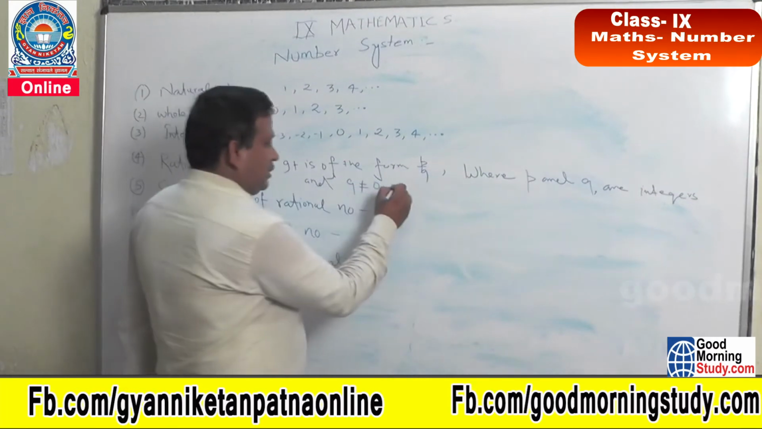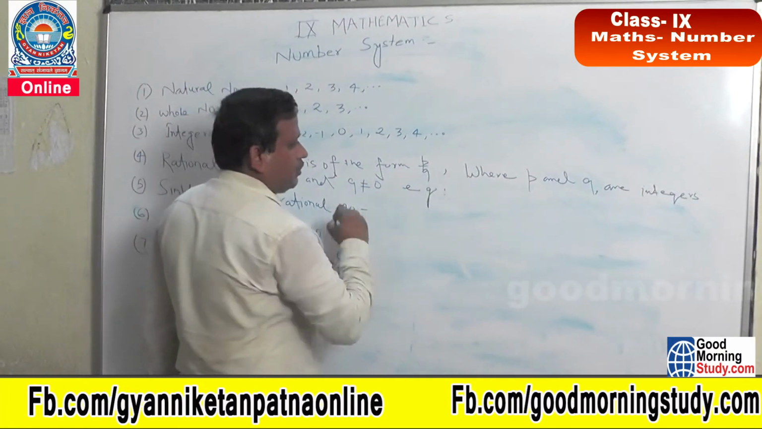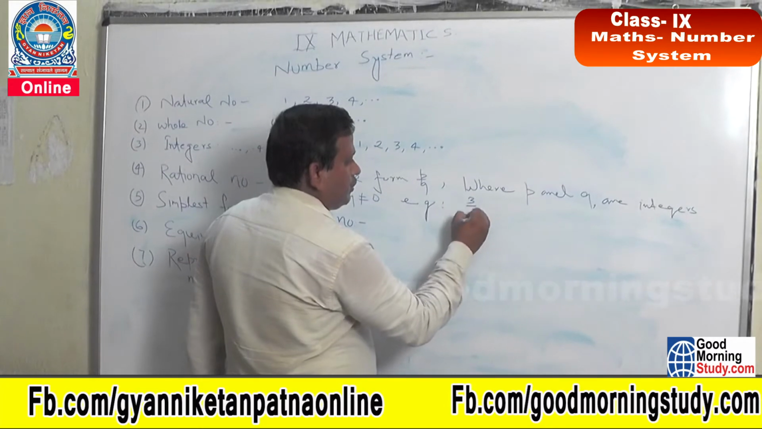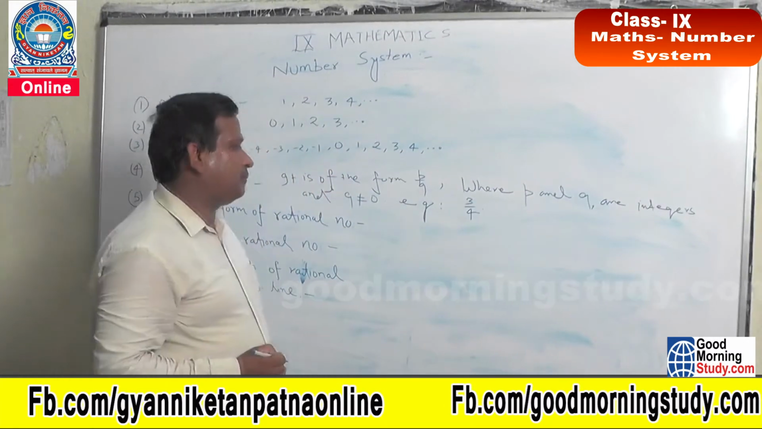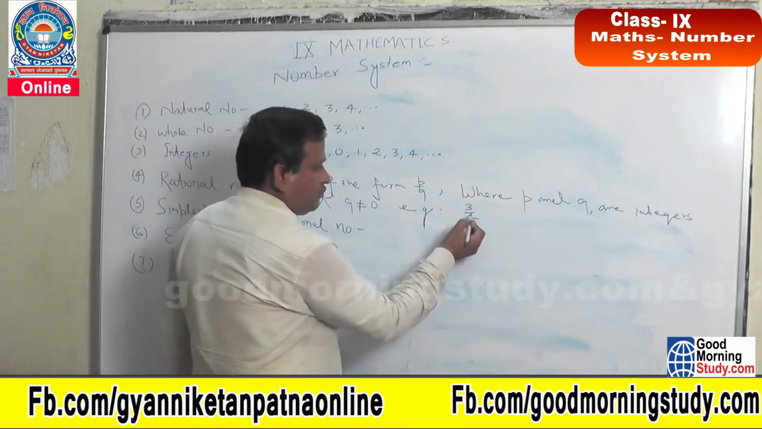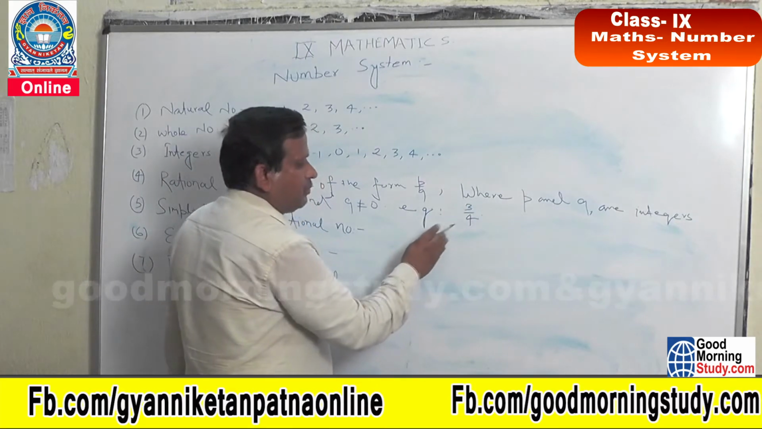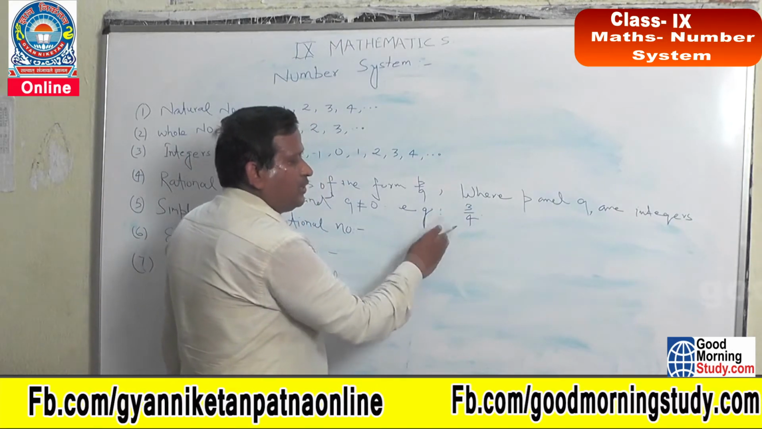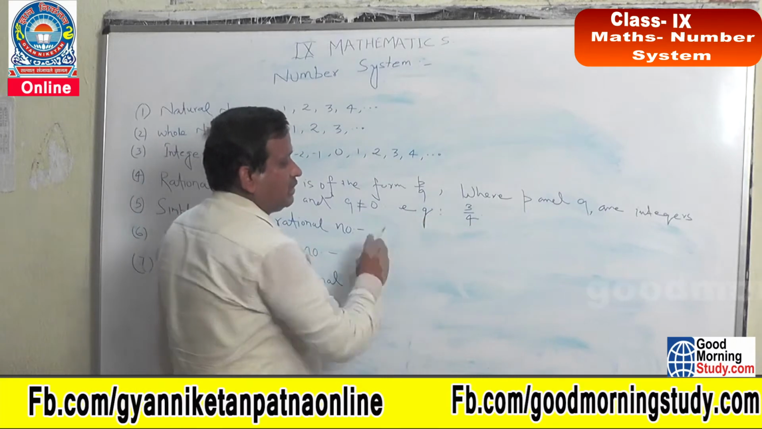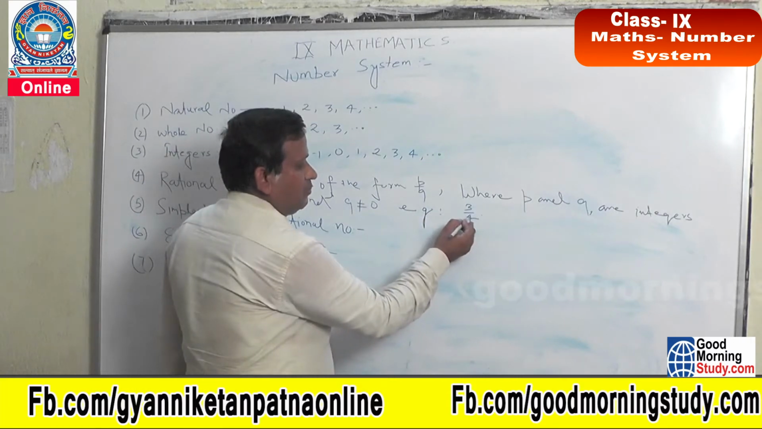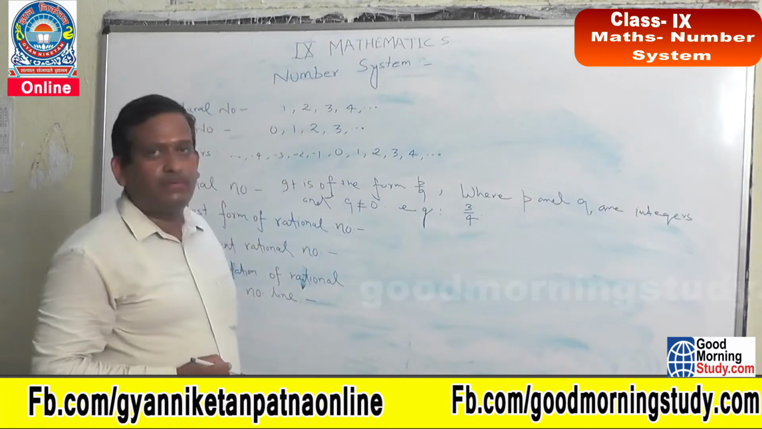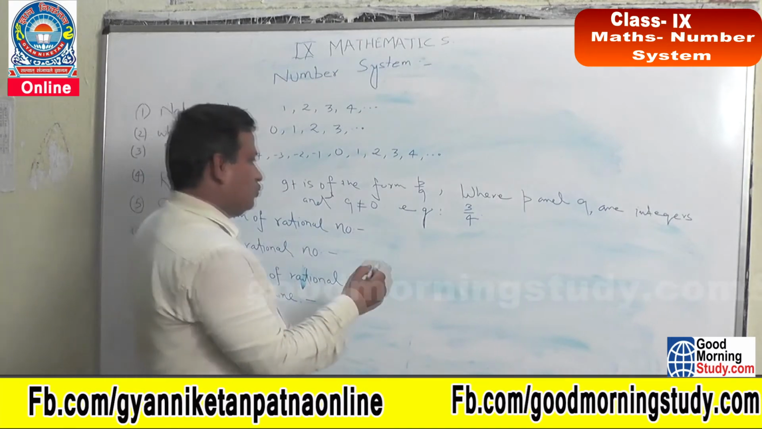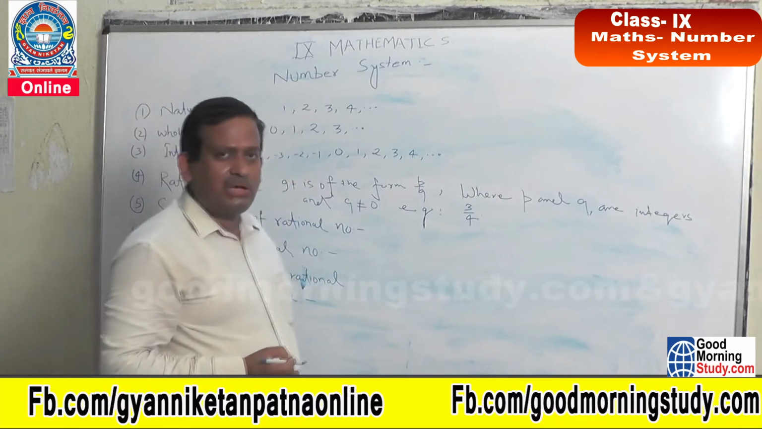For example, I am taking 3 by 4. Children, this is of the form p by q. In place of p, 3 is there, and in place of q, 4 is there, and both p and q are integers. 3 and 4 are integers, and 4 is not equal to 0. So we can call this a rational number.